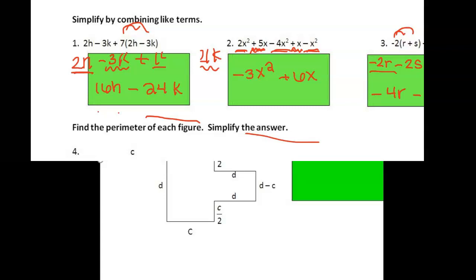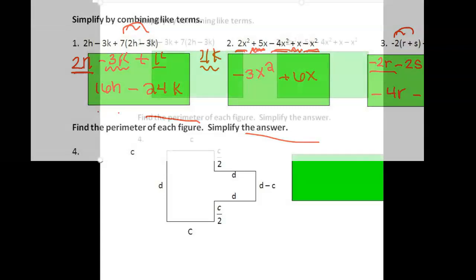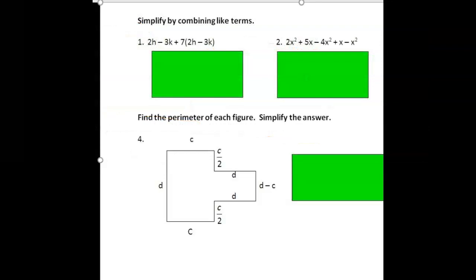Okay, and then you're going to group together your like terms. So we'll group the h's with the h's. So 2h and 14h gives you 16h. And negative 3k and negative 21k gives negative 24k.